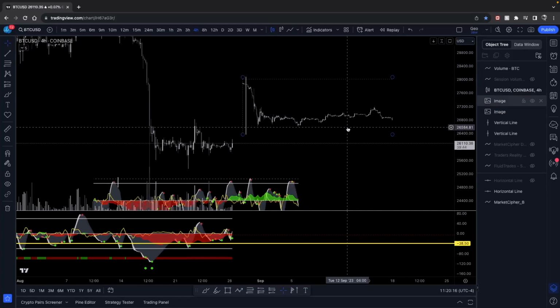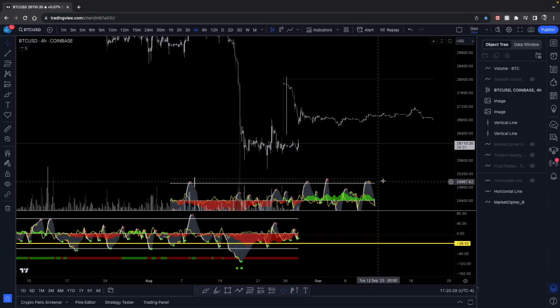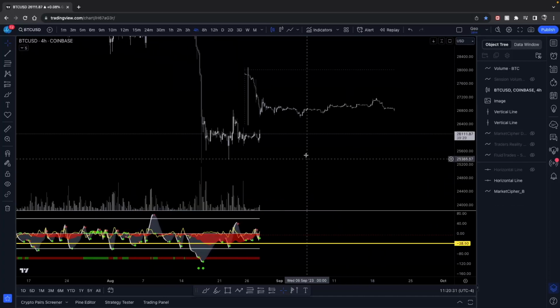And what do we know about Market Cipher? What do we know about the markets in general? They're not moved by psychology, but they are influenced by psychology. And human psychology has not changed since the dawn of time, which means we can expect similar patterns to play out. So that was a 4-hour example.